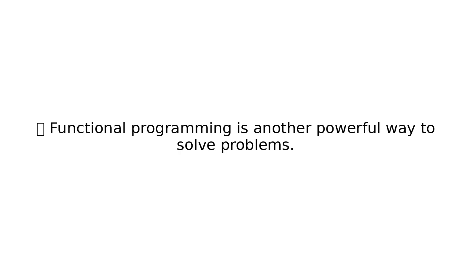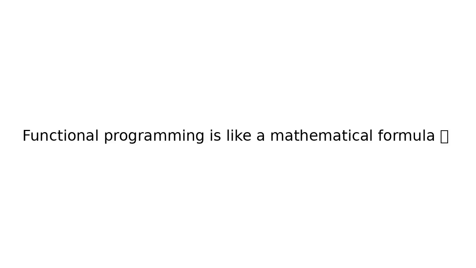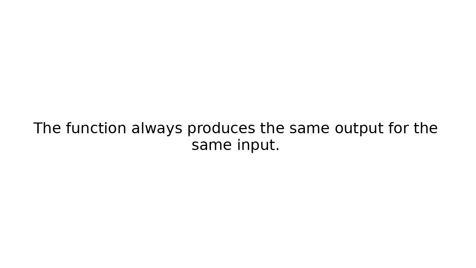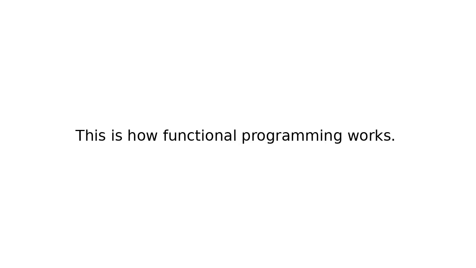Real-life analogy. Functional programming is like a mathematical formula. Example: f(x) = x + 2. If x equals 5, the result is 7. The function always produces the same output for the same input. This is how functional programming works.